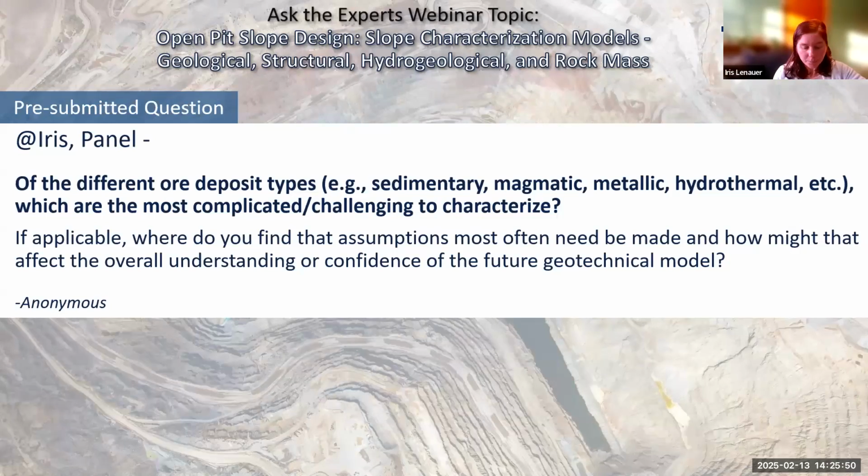So the variability in rock type initially, and then the complexity of deformation.